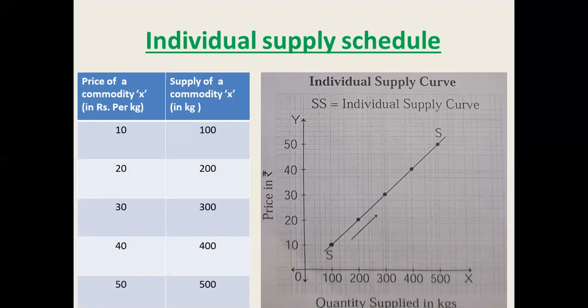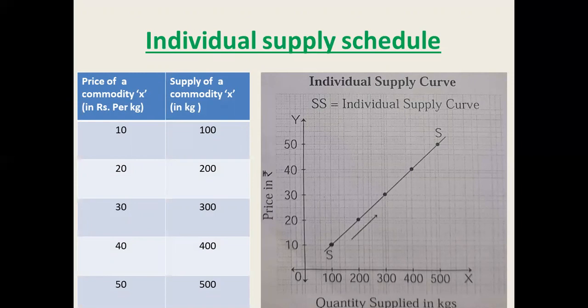So let's study the individual supply curve. It is a graphical representation of the individual supply schedule. The OX axis measures the quantity supplied in kilograms and the OY axis measures the price in rupees. See, the first price is 10 rupees. At that time, the supply of the X commodity is 100 kilograms.